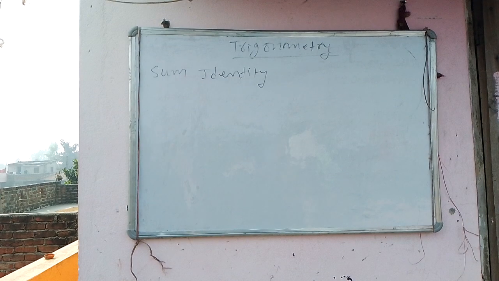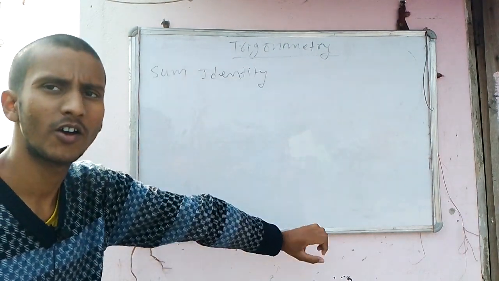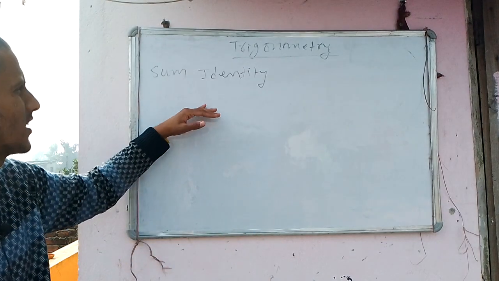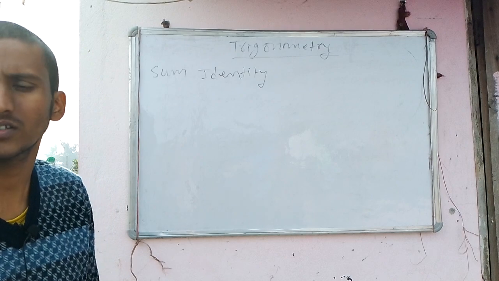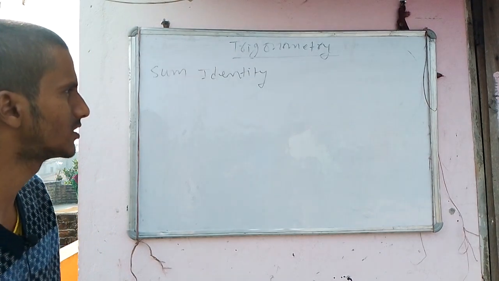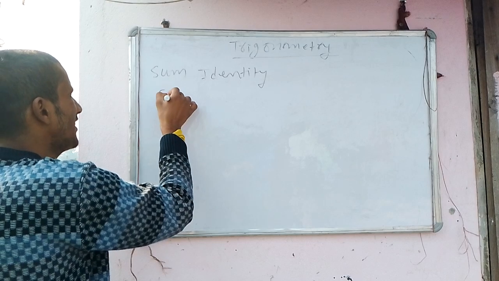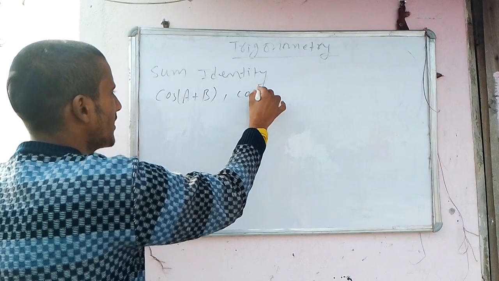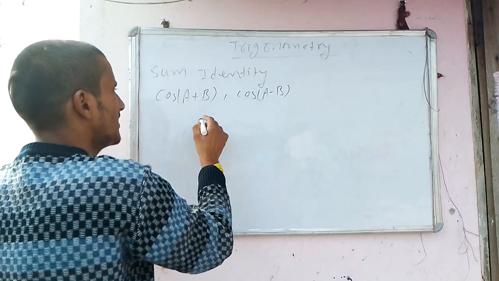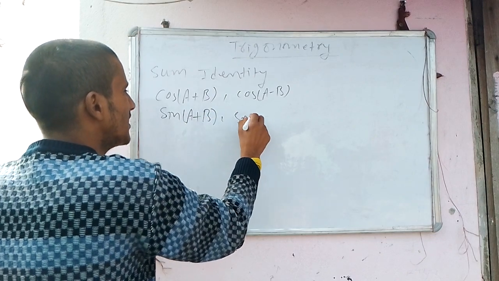Okay, welcome to this video, and today we are starting trigonometry. The first thing we're going to study is the sum identity. So what do I mean by sum identity? Sum identity is finding the formula for cosine (a plus b), cosine (a minus b), sine (a plus b), and sine (a minus b).